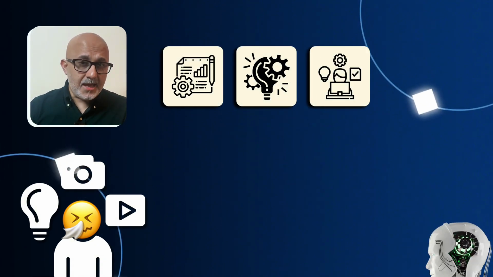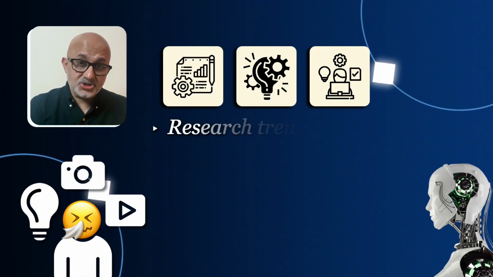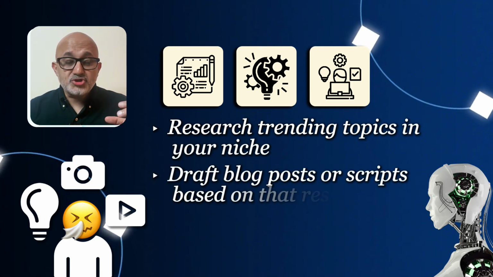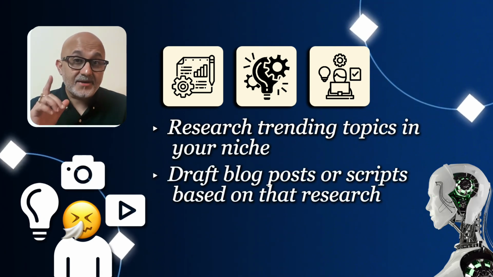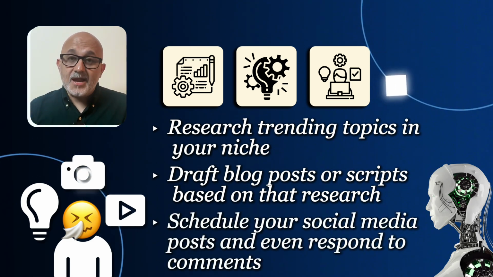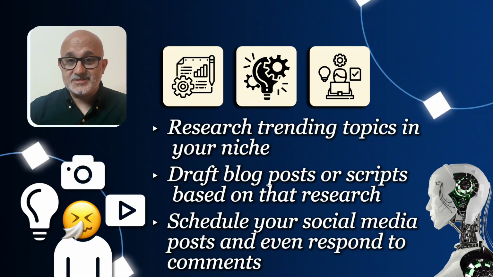Let's take an example. Imagine you're a content creator juggling multiple projects. An AI agent here can research trending topics in your niche, draft blog posts or scripts based on that research, schedule your social media posts, and even respond to comments. As a result, you can produce more content in less time while focusing on creativity instead of admin work.